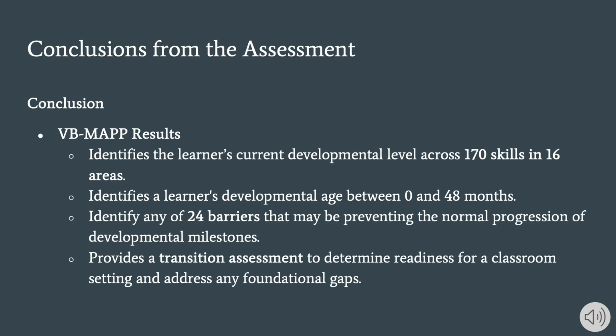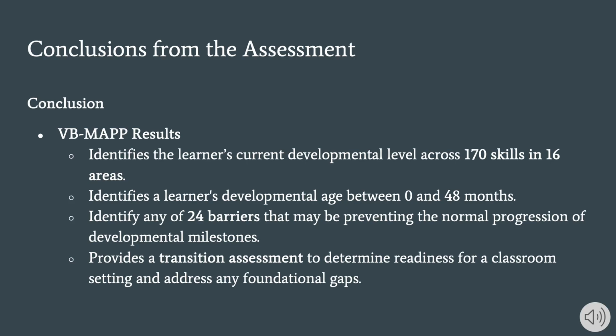The VB-MAPP will assess 170 skills across 16 developmental areas. Some of these include communication, imitation, play skills, independent skills, and academic skills. The results will assist in determining a developmental age and give the practitioners a starting point for the behavior intervention. Another important conclusion will be the identification of barriers that are impacting developmental progress.